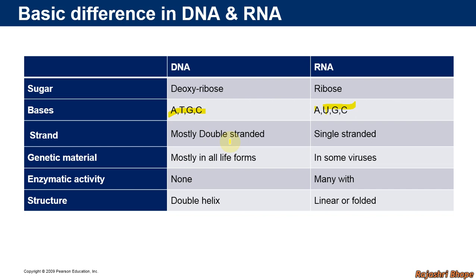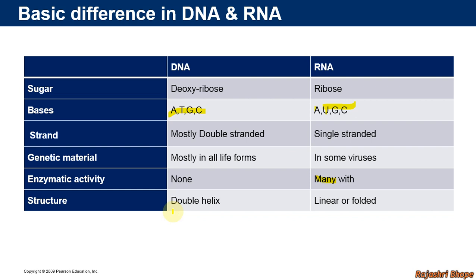Mostly DNA is double stranded, RNA is single stranded. Genetic material in most life forms is DNA. In some viruses you will find RNA as genetic material. DNA does not have any enzymatic activity. Many RNAs have enzymatic activity. They can cleave other RNAs or themselves, also known as ribozymes.